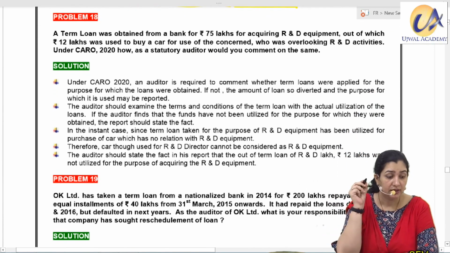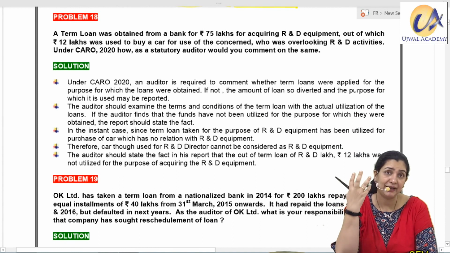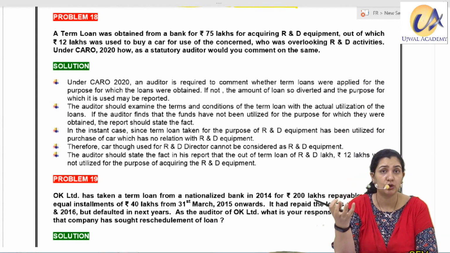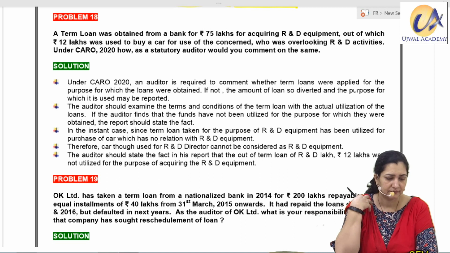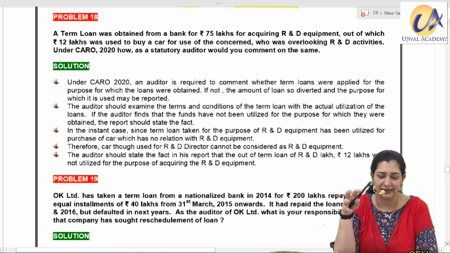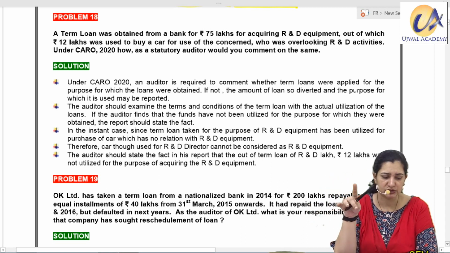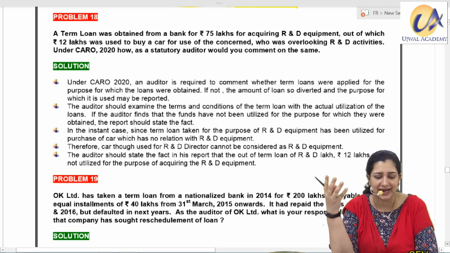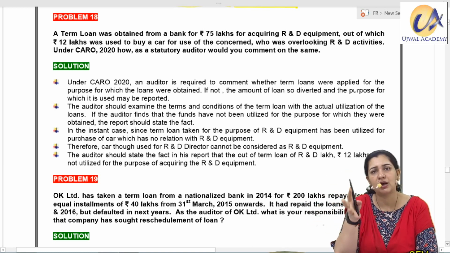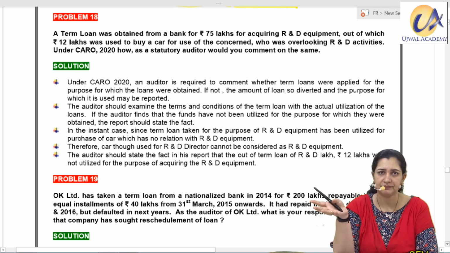18th. Term loan was obtained from a bank. So here we are talking about loans taken from a bank for 75 lakh for acquiring R&D, research and development equipment, out of which 12 lakh was used to buy a car for the person who is overlooking the R&D activities. Under CARO, how would you report on the same?